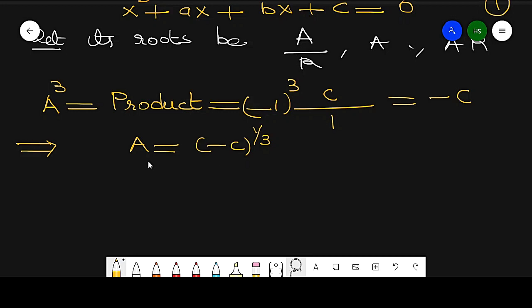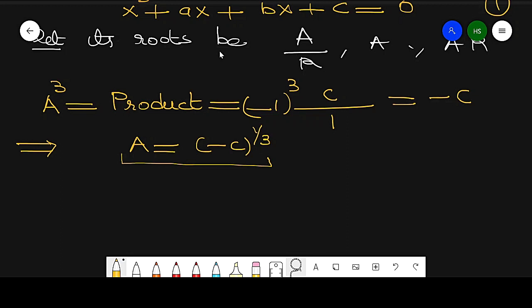Now, this is a root of this equation. We will substitute the value of the root in this equation, and we will get the required condition. In this way, we can find the condition, which is ca cube equal to b cube. So just substitute in this equation and we get our required conditions.